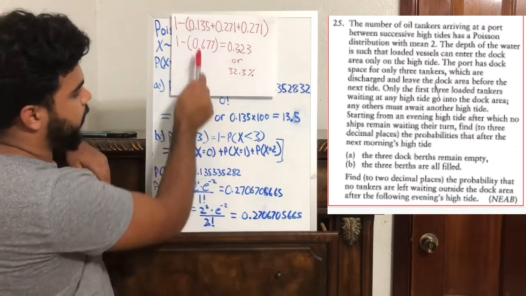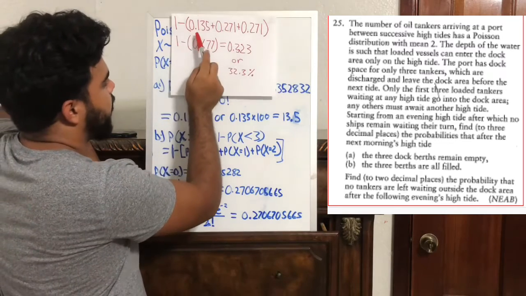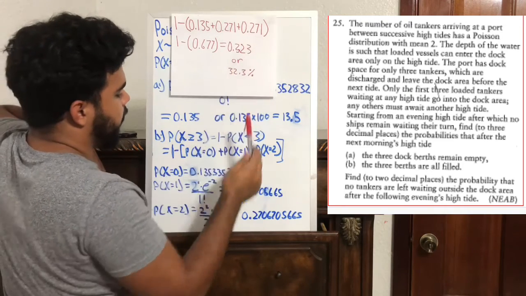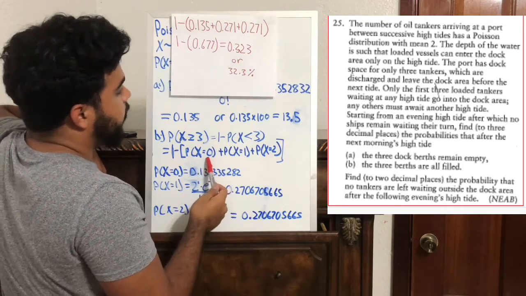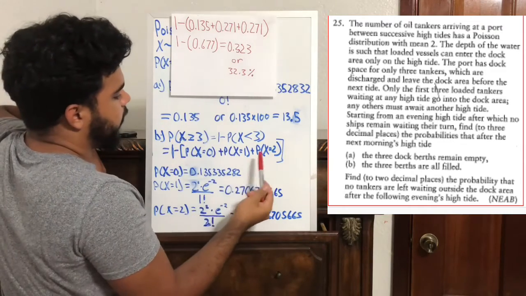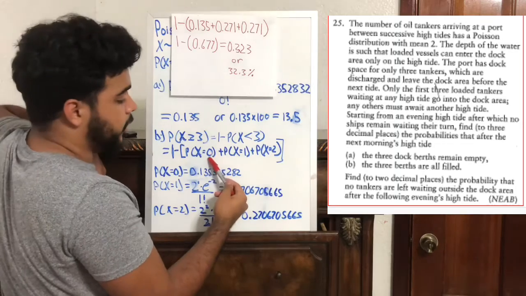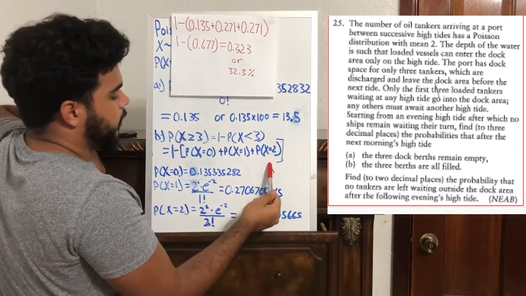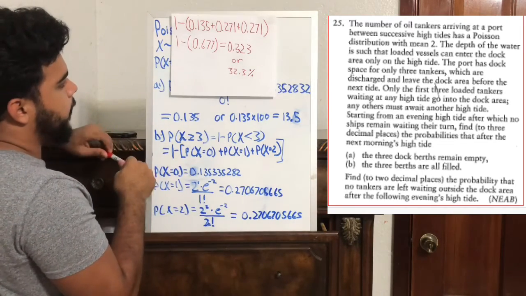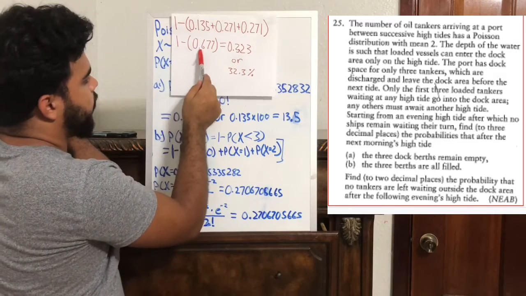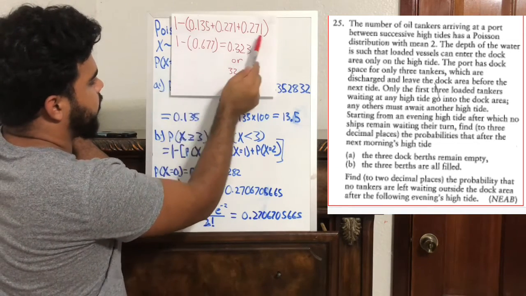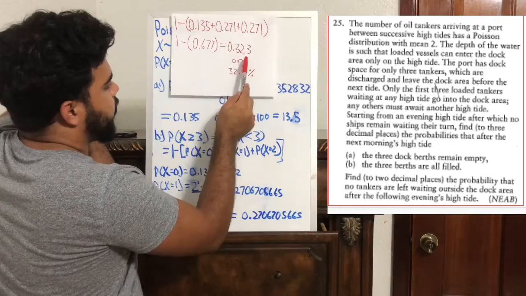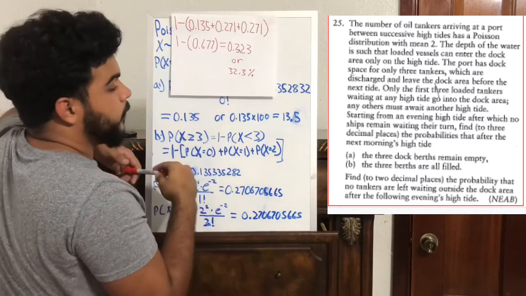What I did, I put it to 3 decimal places. So it's 1 minus, open bracket, 0.135 plus 0.271 plus 0.271, which are the cases for 0, 1, and 2. So it's empty dock, 1 tanker in the dock, 2 tankers in the dock, right? So now it will be 1 minus 0.677, and that will give us 0.323, or 32.3%.